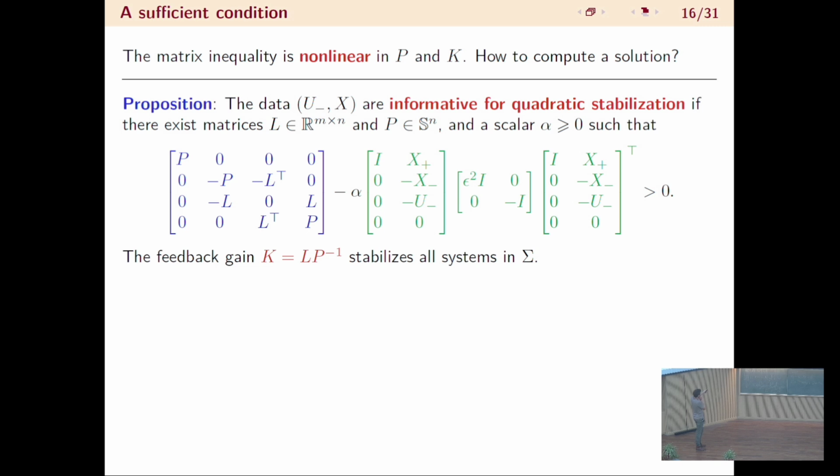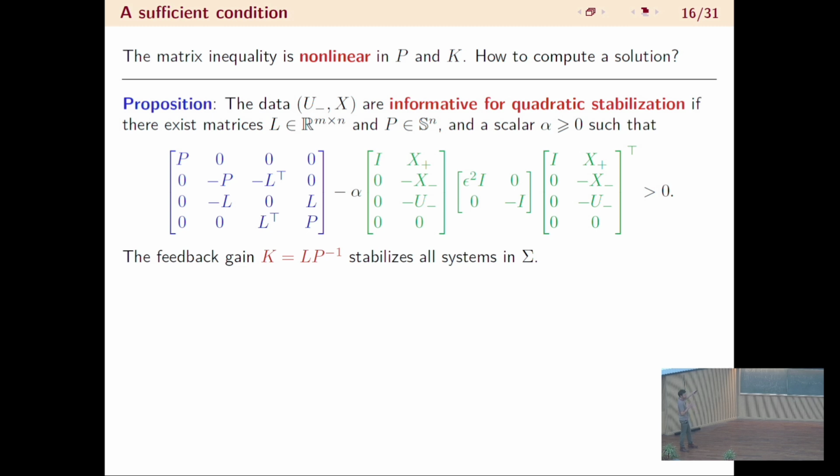I claim that the data are informative for quadratic stabilization if there exist matrices L, P, and the scalar alpha, such that this matrix is positive definite. And moreover, if you find such a solution to this now linear matrix inequality, then the feedback gain K = L P inverse stabilizes all systems in Sigma.